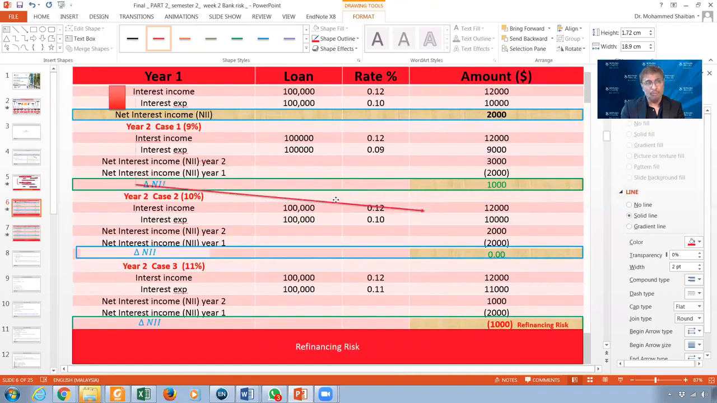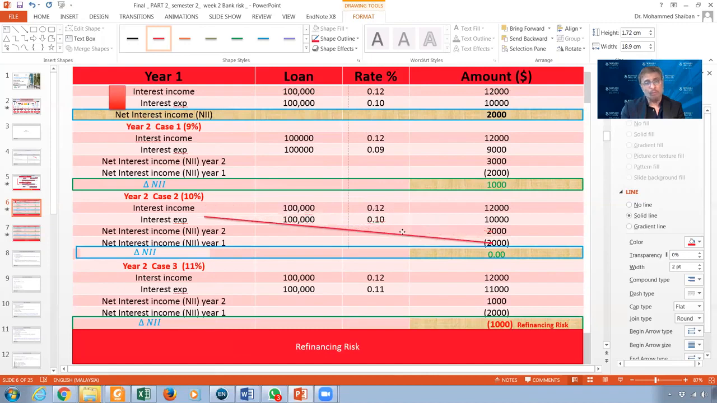This is all in year 2. Year 2, the case 2, because I have 3 cases, either 9 or 10 or 11. Because this is fixed, 12%, 12%, 12%, the loan is for 2 years. It's just the deposit that changed. So when it changed to 10%, actually no difference for me, because this is what I will get.